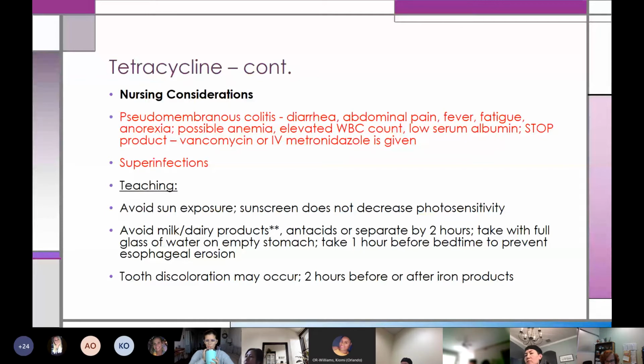particularly with iron products. So tetracycline, although it's been around a long time and hardly costs anything anymore, it has some major side effects, but it works, and so we still use it.